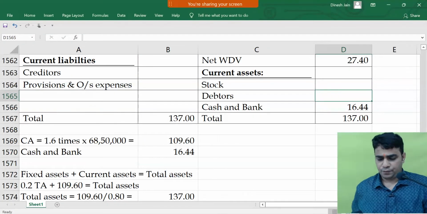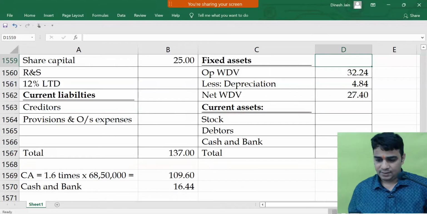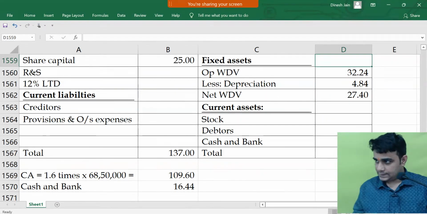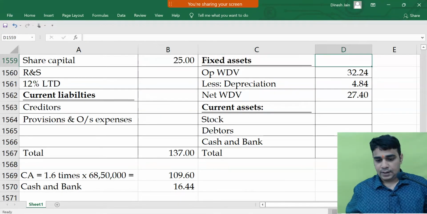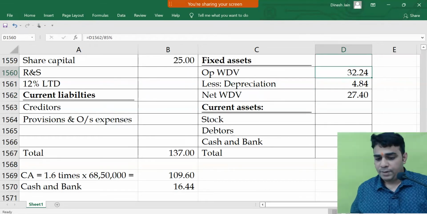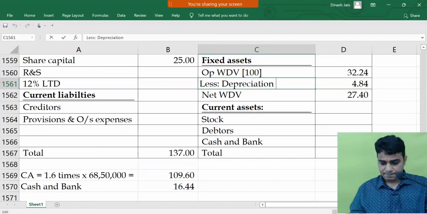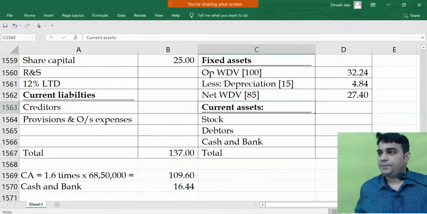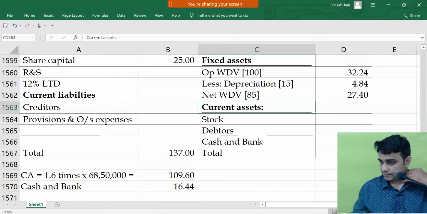I hope you would have got till this. Then there's one adjustment which is a little tricky, so maybe I'll explain it. Share capital is 25 lakhs. Your net WDV is 27.4. The fixed asset figure is 27.4. Opening WDV, it's like this: 100. Depreciation is 15. So net WDV is 85. So 85 is 27.4. You reverse work and get your opening WDV and depreciation.